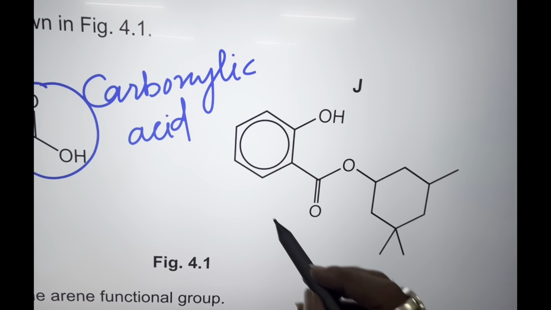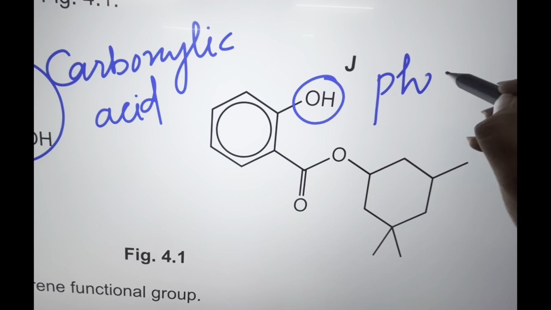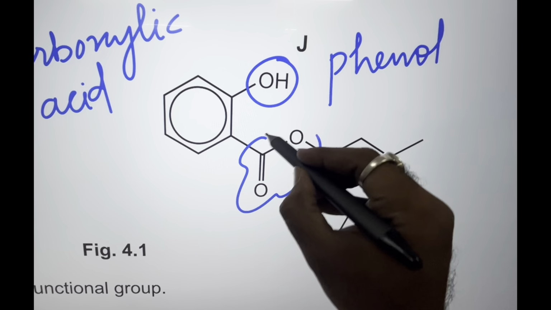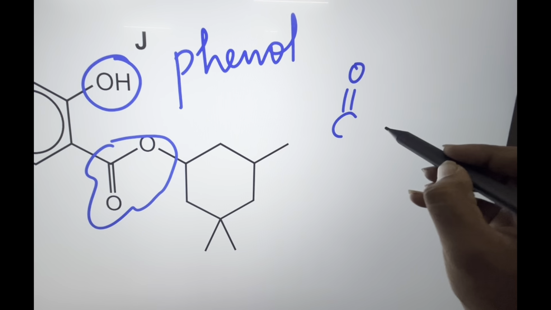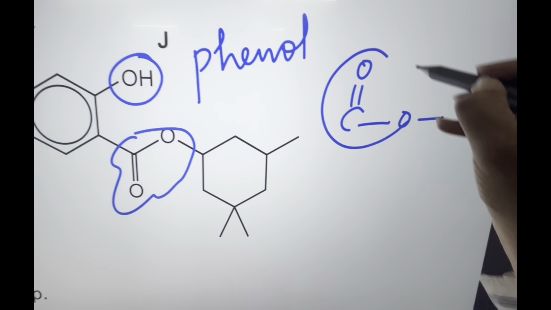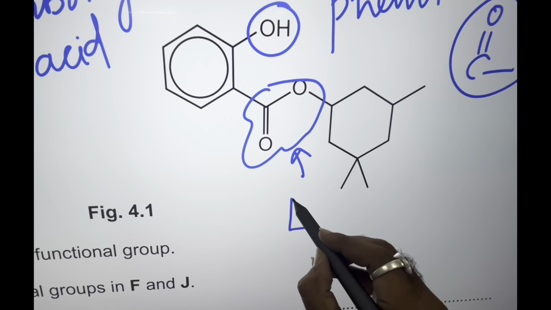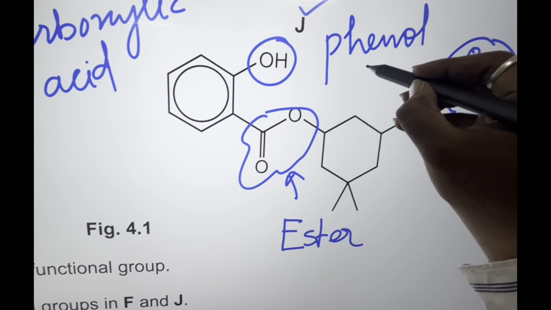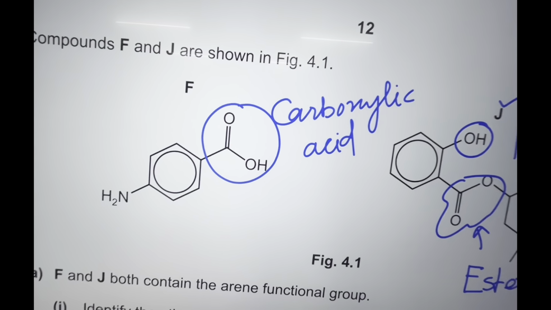Another, here you can see this is the benzene ring, to that OH is attached, so this is called phenol, our functional group. And if you see this chain, this is a carbonyl carbon attached with another carbon which is connected to another R. So this is your ester functional group. So in J we have phenol and ester as functional groups, whereas in F we have carboxylic acid.